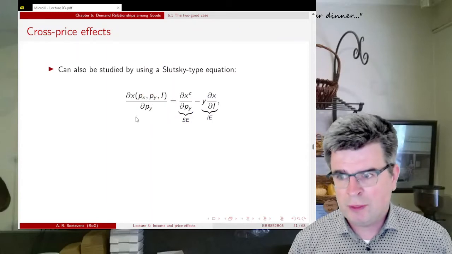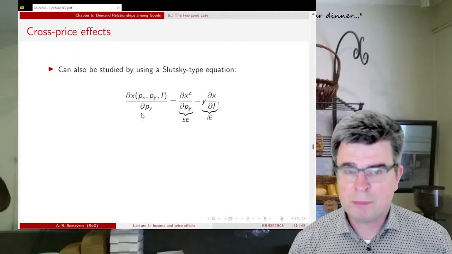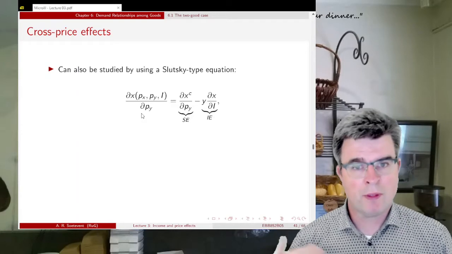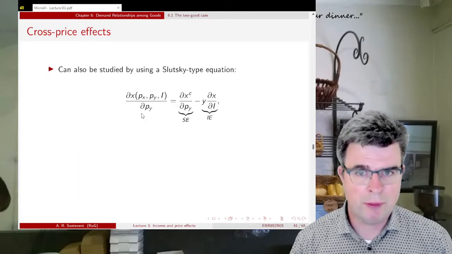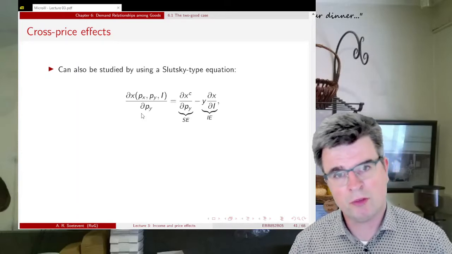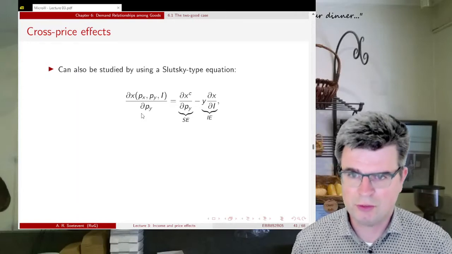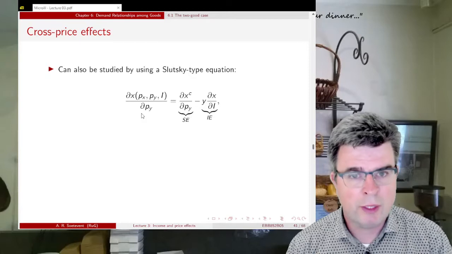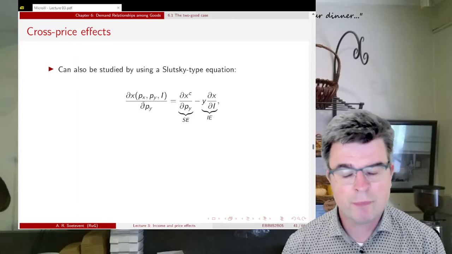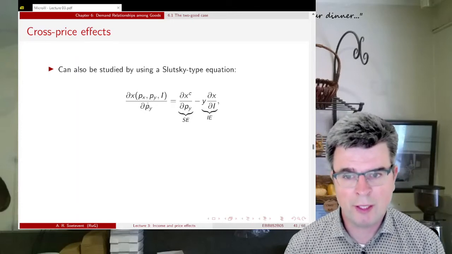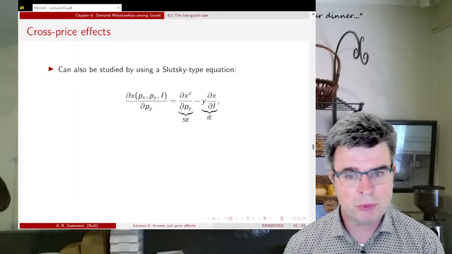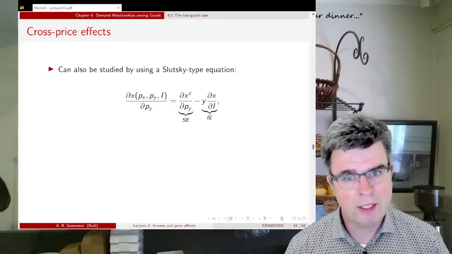Now we have reached the end of chapter 5, and we continue with chapter 6. So in chapter 5 we studied the impact of changes in income and changes in the price of the good that we consider. Chapter 6 studies the cross-price effects, so what happens to the demand of one good if the price of another good changes. Now it turns out that we can also have a kind of Slutsky equation here. So the impact of the change in price of good Y on the demand for good X is the substitution effect minus the income effect.